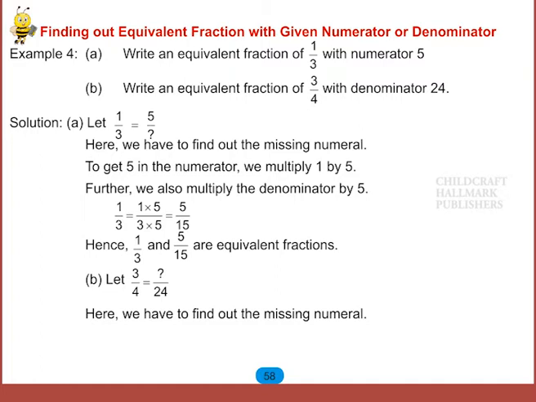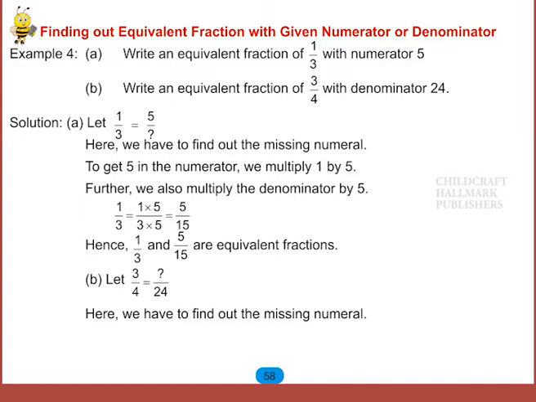Here we have to find out the missing numeral. To get a 5 in the numerator, we multiply 1 by 5. Further, we also multiply the denominator by 5. 1 by 3 is equal to 1 into 5 by 3 into 5, is equal to 5 by 15. Hence, 1 by 3 and 5 by 15 are equivalent fractions.